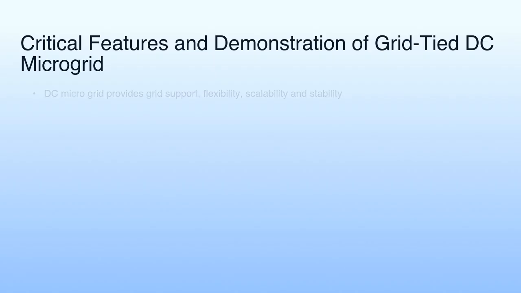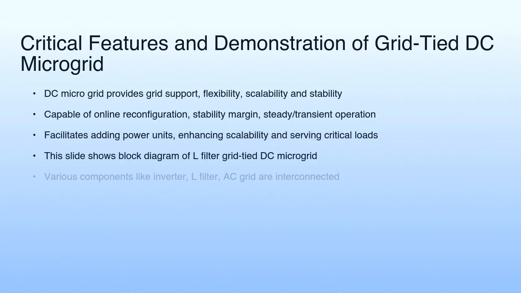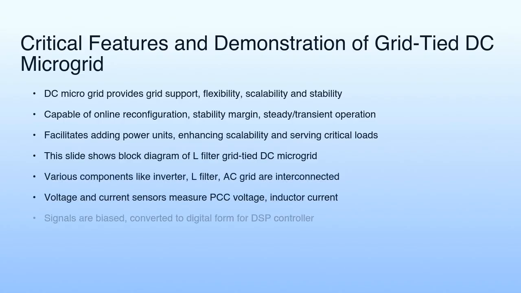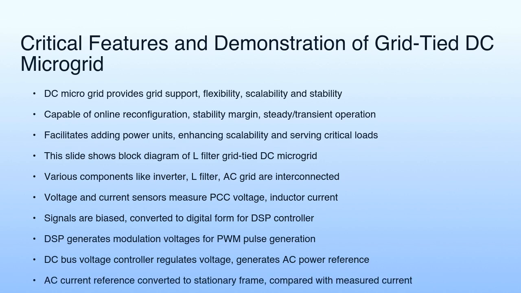The critical features of a grid-tied DC microgrid are highlighted, demonstrating its ability to provide grid support, scalability, and stability through online reconfiguration and steady transient operation, facilitated by the integration of various components and control mechanisms.